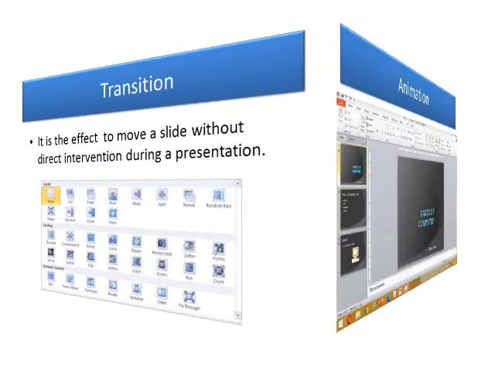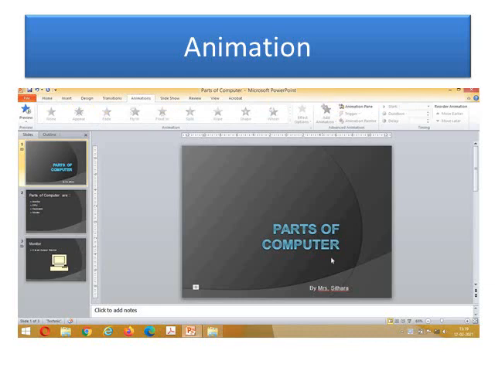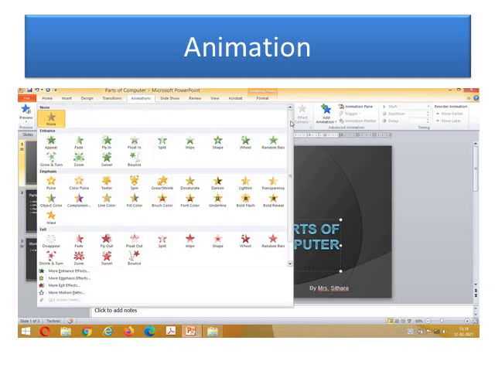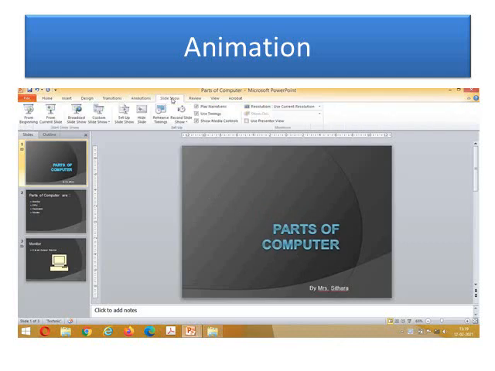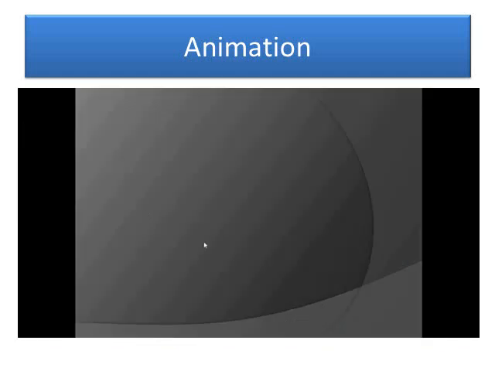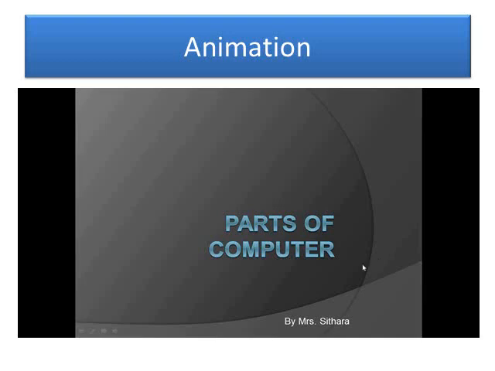Now let us learn about animation. You go to PowerPoint and go to animation and select the part which you want to animate, and different options are available. You can choose. I am choosing here bounce. You can see the effect there. It is bouncing. You go to slideshow and you play the slide and you can see the effect of the parts of computer. It is getting bounced. That is an example of animation.